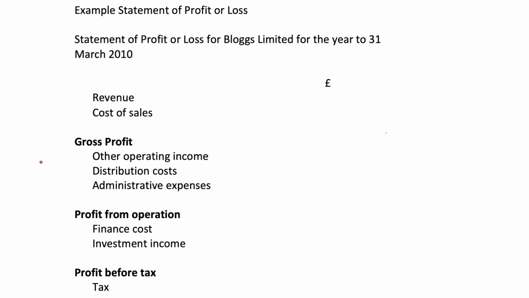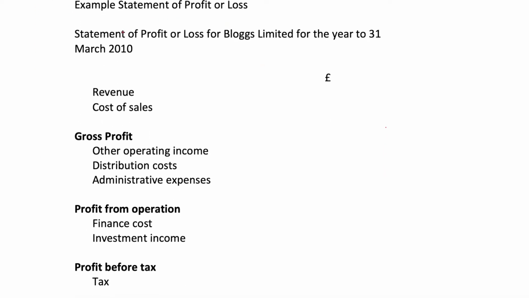So again, as in the previous video, I'll give an example of what one of these statements of profit or loss looks like and try and talk through it very briefly. So if you come across one, it might make a little bit more sense. So again, we might see a title for the statement of profit or loss saying this is for our business, this one Blogs Limited, and it is for the year to, say, the 31st of March. So here we have our accounting period ending at the end of 31st of March.